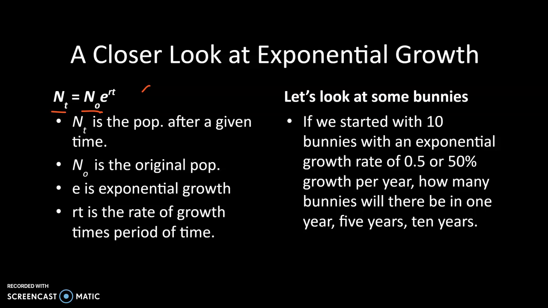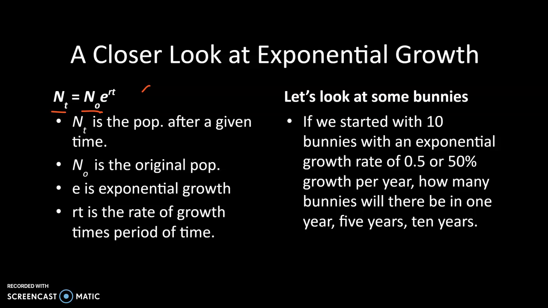Then you're just looking at the growth rates and the time that it goes through. So for example, if you had some bunnies, you got 10, and it has an exponential growth rate of 0.5, and again, that is 50% times 100. The growth rate: how many bunnies would you therefore have in 1 year, 5 years, and 10 years?